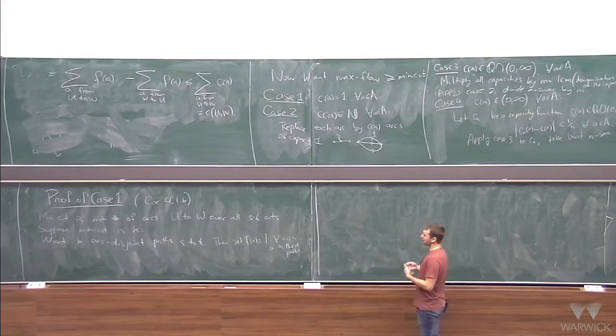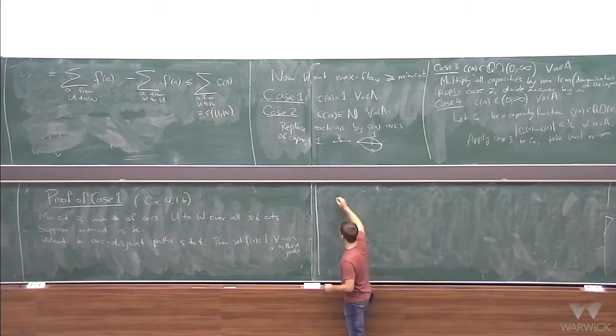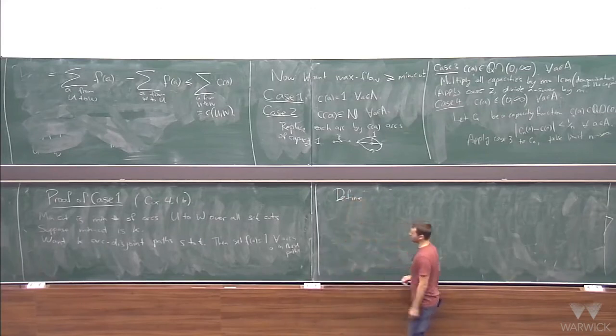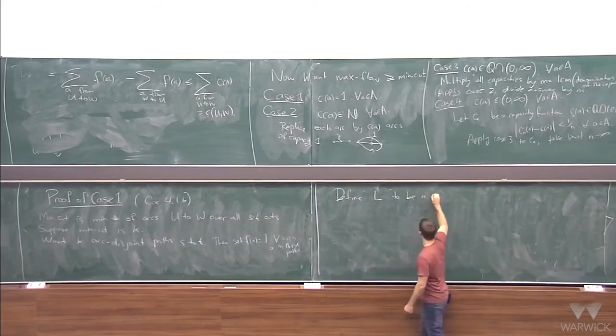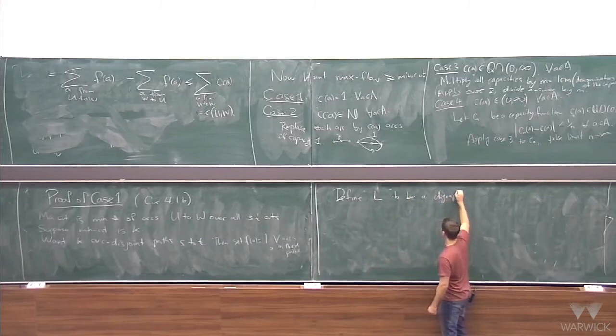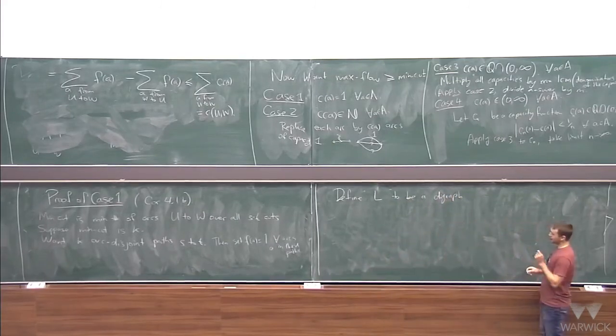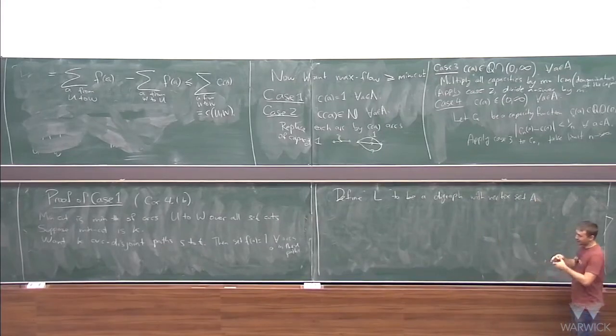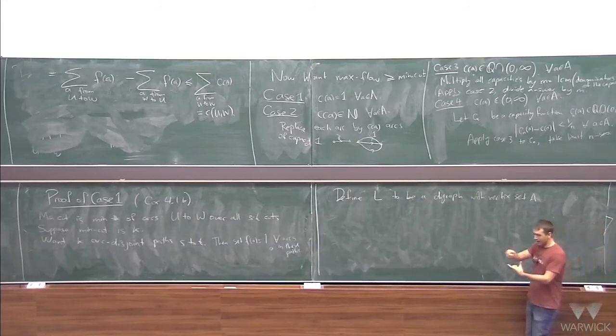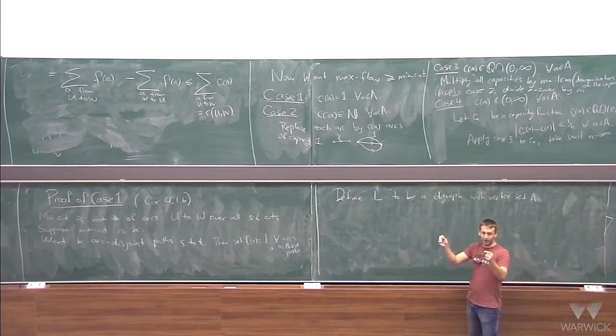The proof is a simple application of Menger's theorem. It's a bit hard to visualize, and you're not really responsible for knowing this proof deeply. So define L to be a digraph. This is notationally a bit weird, because this is going to be a digraph with vertex set A. Remember, A is the arc set of D. So you think of each arc of D now as a vertex, not as an arc.